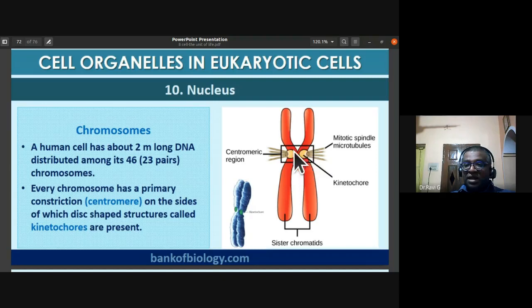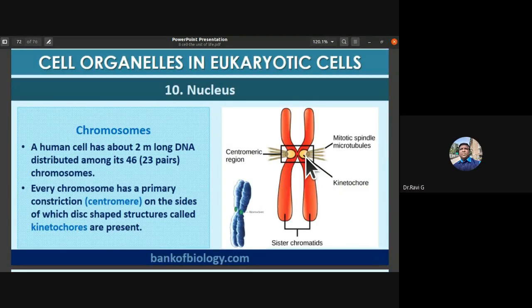So this primary constriction, we call it as centromere, on the sides of which disc-shaped structures, kinetochores, are present. Every chromosome has a primary constriction, which we call centromere. One mark question they might ask you during the examination, or they can ask the same concept as an MCQ in your NEET as well as CET examination.